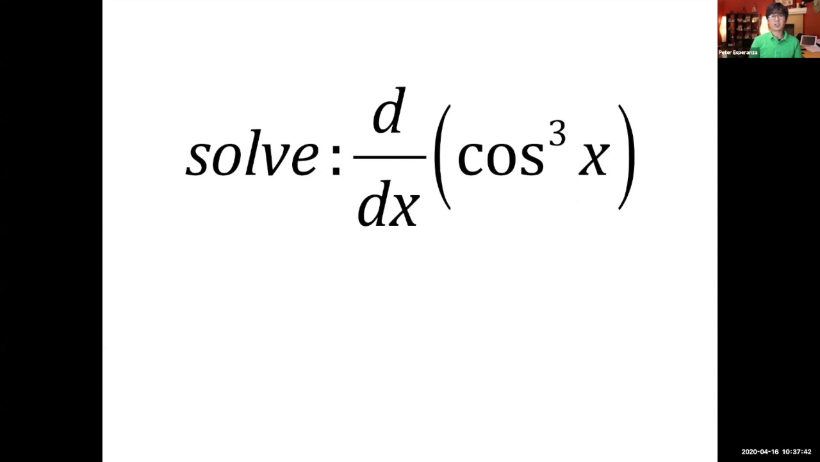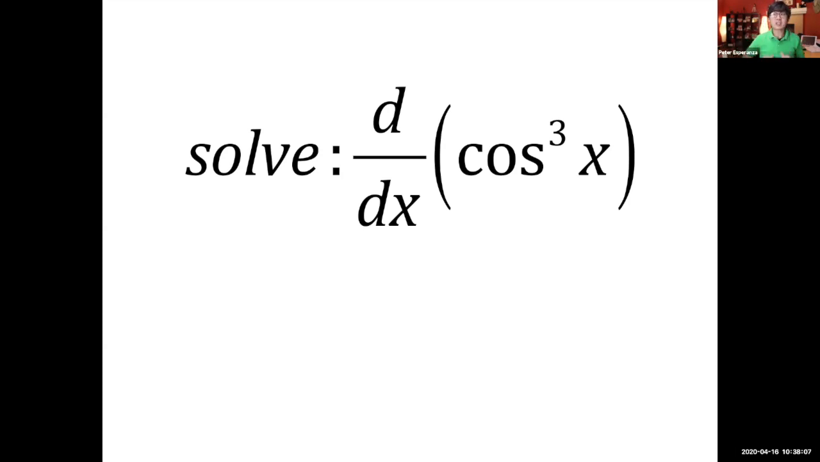If you have an answer, just say it. I'd say negative 3x sine x. Negative 3 cosine squared x sine x. Oh, so with the square or without the square?